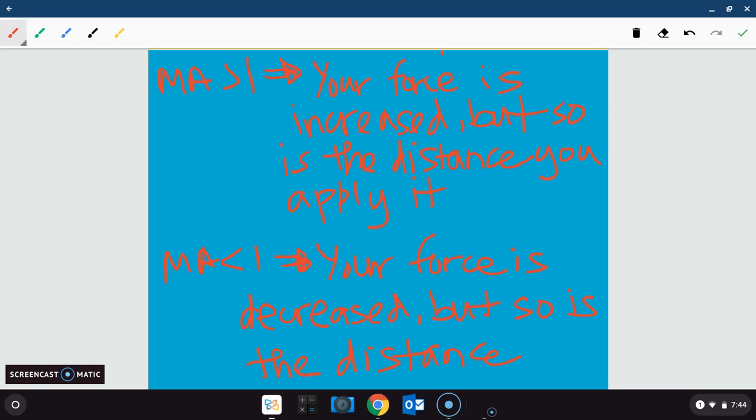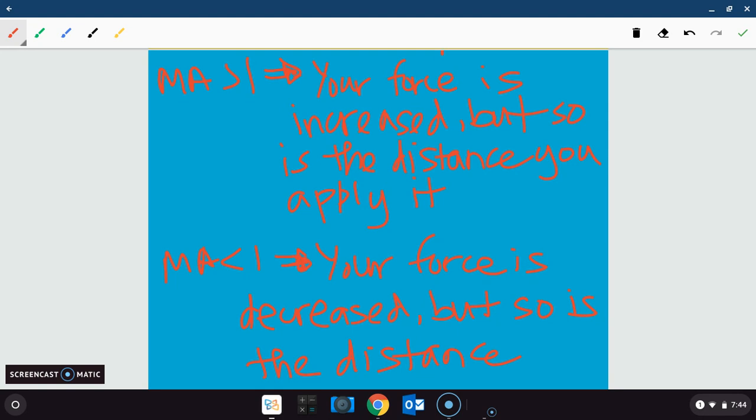So if the mechanical advantage is greater than 1, your force is increased, but the distance you apply it is also increased. So there's that trade-off between force and distance. If your mechanical advantage is less than 1, your force is decreased, but so is the distance. And again, sometimes you want that object you're moving to move a farther distance than your hands do.